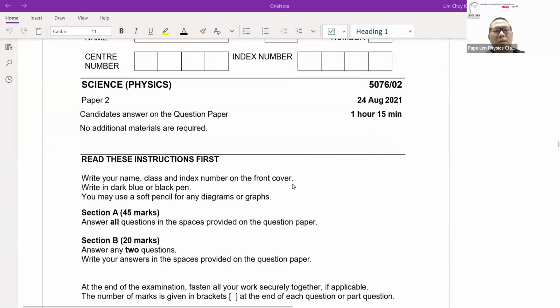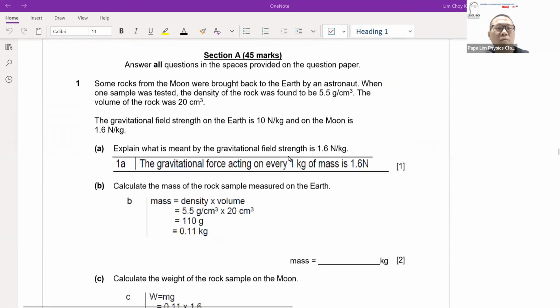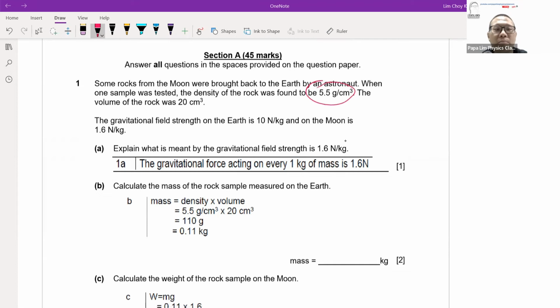Now we look at question 1 of paper 2. Question one here is a basic mass, weight, density topic. We are looking at the density of the rock, which is 5.5 gram per cm cube. The volume of the rock is 20 cm cube. With these two pieces of information, we can use the density formula: density equals mass divided by volume.